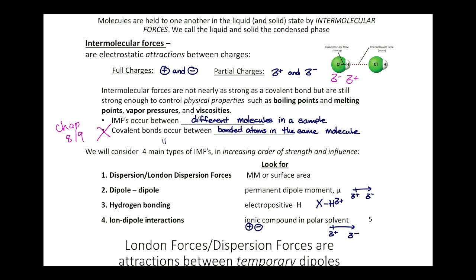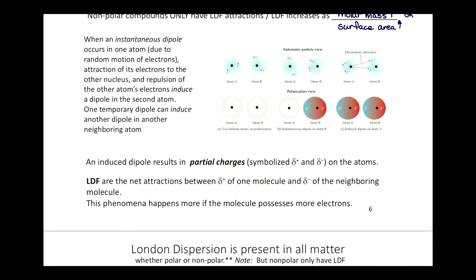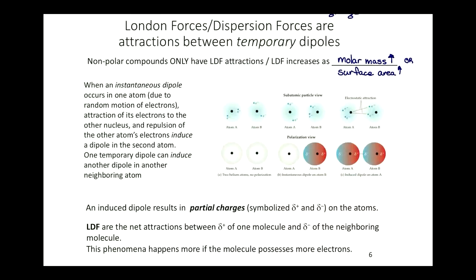Okay, we got 4 minutes. So let's just talk about this first one, London dispersion. All substances exhibit London dispersion attractions, everything. Anything with electrons can have London dispersion attractions, all right? Even nonpolar molecules, because the idea is, how are nonpolar molecules attracted to one another? They're just neutral. There's no charges there.